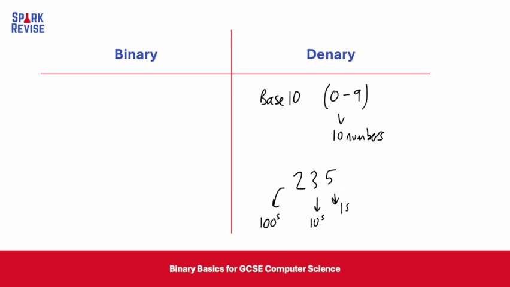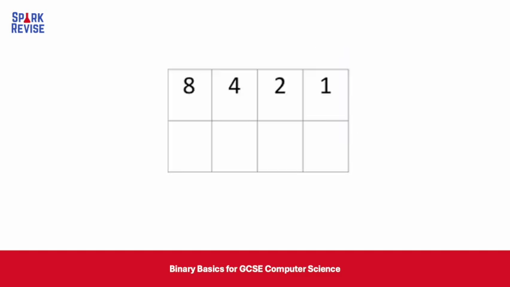But in binary, there are only two digits, 0 and 1. This means each column of a binary table is worth 2 times more than the one before it. So let's look at an example. This is an example 4-bit binary conversion table, and as you can see, each number is double the number it comes before. Let's look at the basics on how to use a binary conversion table.